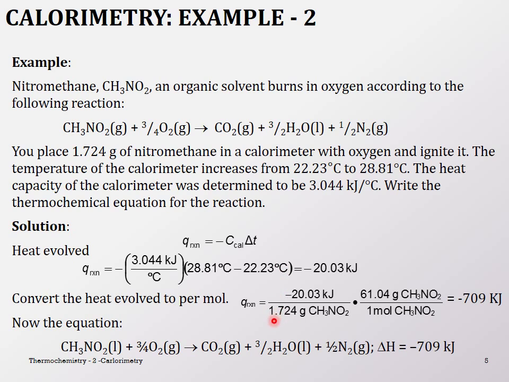So if 1.724 grams gave off that much, then you have to find out how much was given off if you were using 1 mole, which is then 61.054 grams of nitromethane. And that would be minus 709 kilojoules. Okay, so that is how you will write this equation. So you'll just write this equation and then write this. Now, when you write the minus 709 here, we're just writing kilojoules. Remember, it is understood that this is per mole, so you don't have to write per mole. It's one of those taken for granted things.